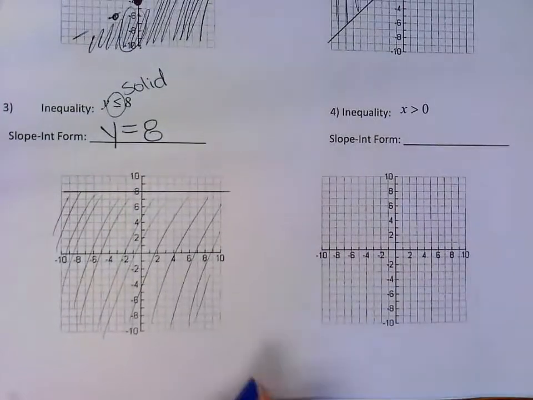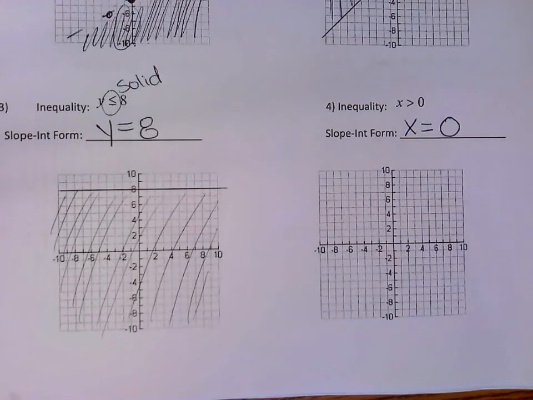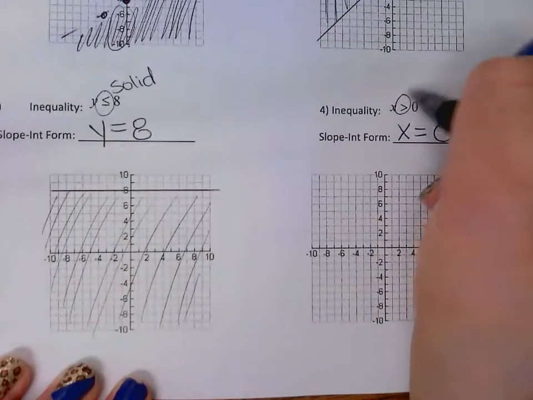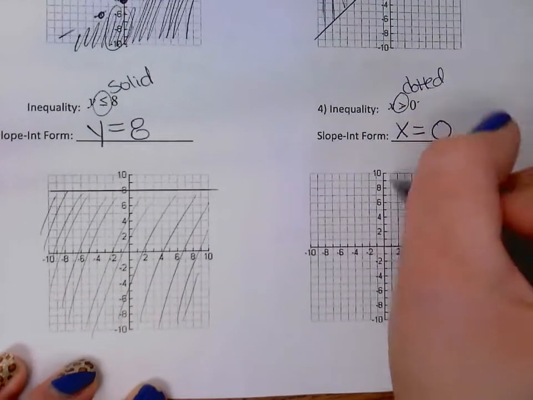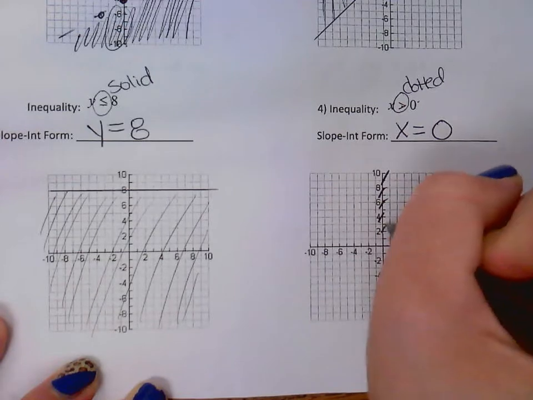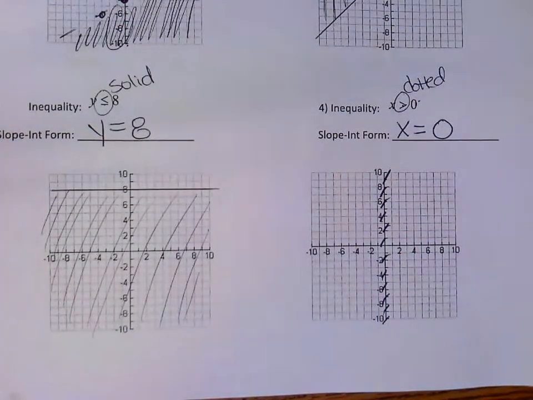All right, what about an x equals equation? X equals 0. That's a vertical line because it's undefined. So it's the only time when it's x equals. So that's when Slope Dude falls off the mountain and he goes, undefined. This is going to be a dotted line because it says x has to be strictly greater than 0. So I'm going to do the best I can to show a dotted line at 0.